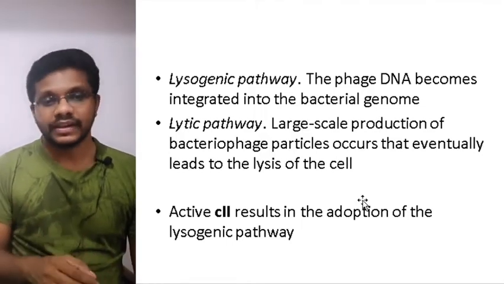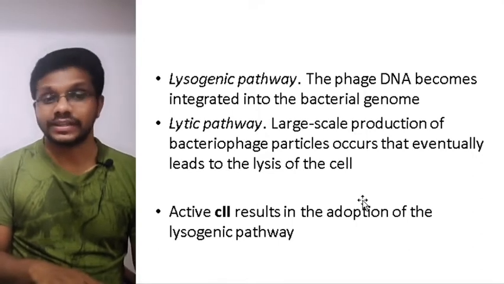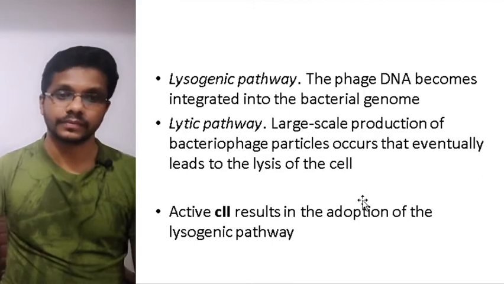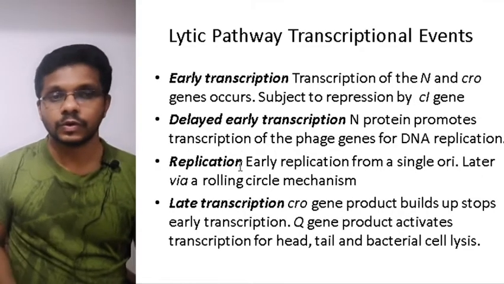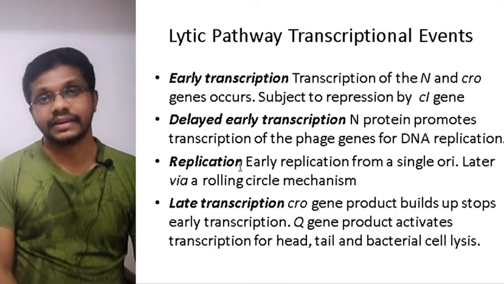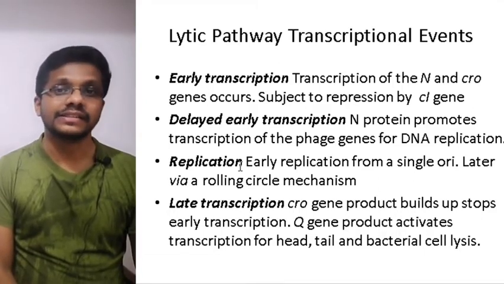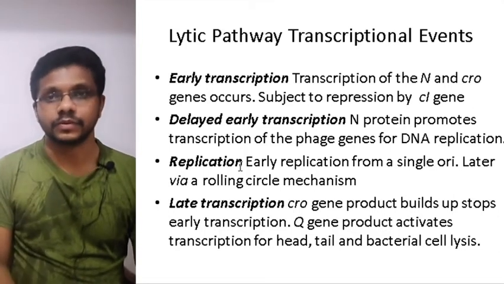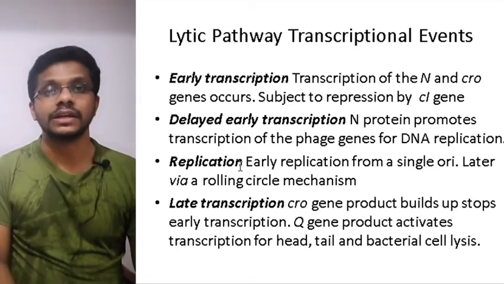And one of the main factors controlling the adoption of the lytic or lysogenic cycle is the C2 gene. So after the infection, if the virus is taking a lytic cycle, there is a series of transcription events. Okay, there is a series of activities it does in order.